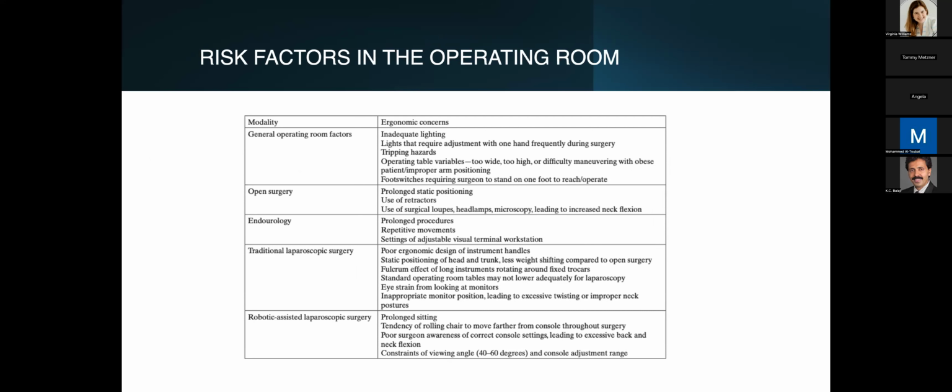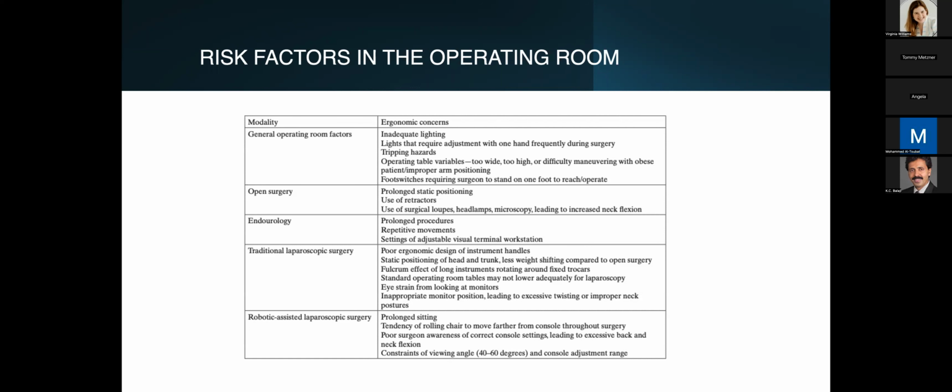So in general, some of the risk factors that we can see in the operating room itself include inadequate lighting, lights that require adjustment with one hand or frequently during surgery, tripping hazards over wires, and operating table variables. Sometimes it's too wide, sometimes it's too high. There's some difficulty maneuvering with obese patients and improper arm positioning. Foot switches require surgeons to stand on one foot to reach the pedal.